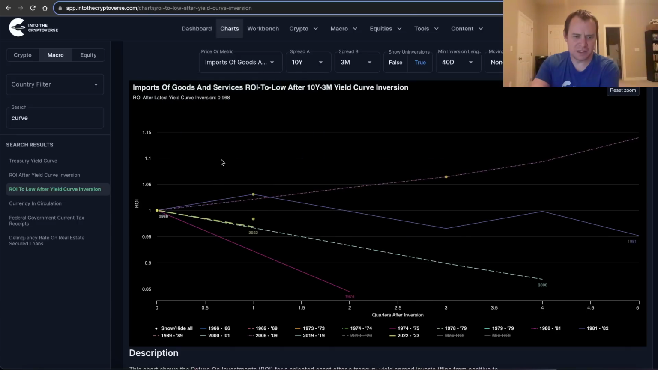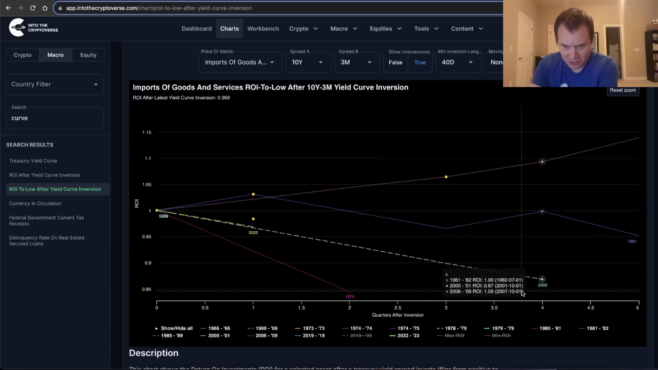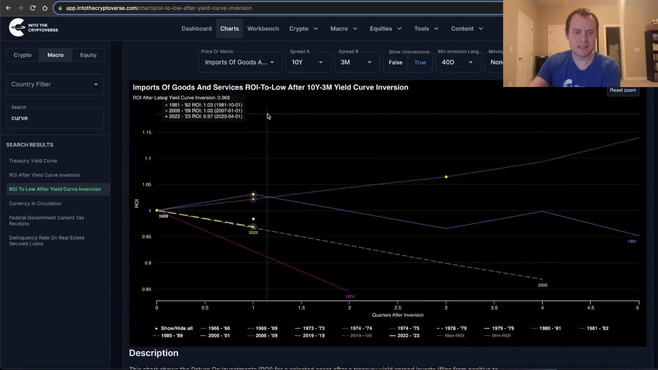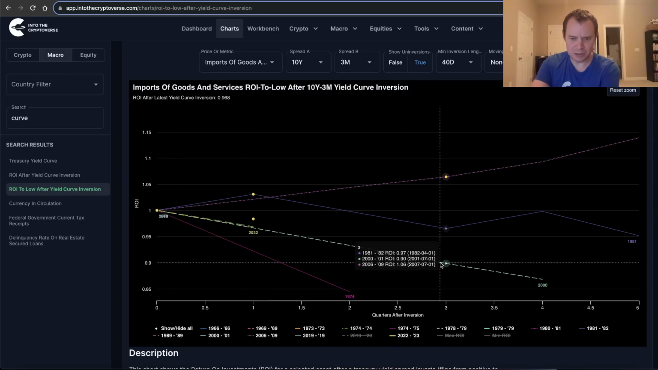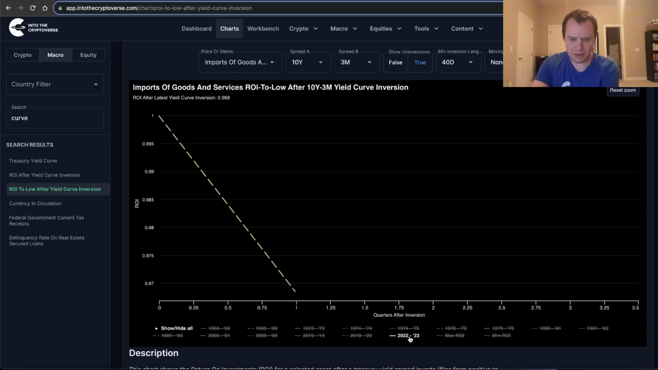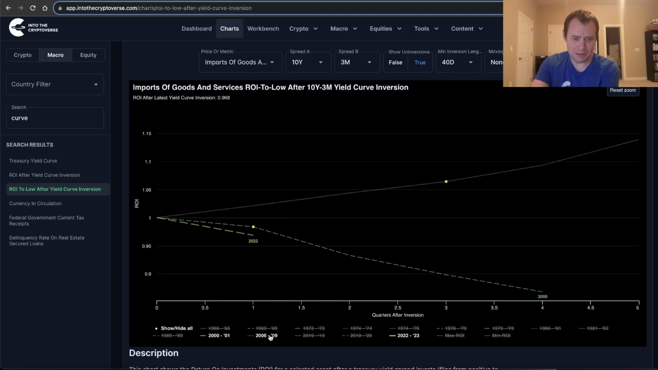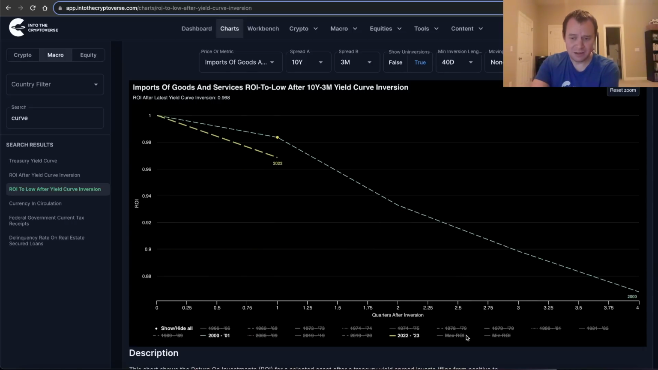Imports of goods and services, look at this cycle, right? It's going down, and the closest one that it's tracking is the dot-com crash, right? This is 2000. So imports of goods and services, ROI to low after inversion of the 3-month and 10-year yield, is actually tracking the dot-com crash the closest. If we were to compare this cycle to the financial crisis, during the financial crisis it was going up, right? Now it's going down, more similar to what happened in the dot-com crash. And in fact, this cycle, imports of goods and services is below where we were in the dot-com crash, interestingly enough.